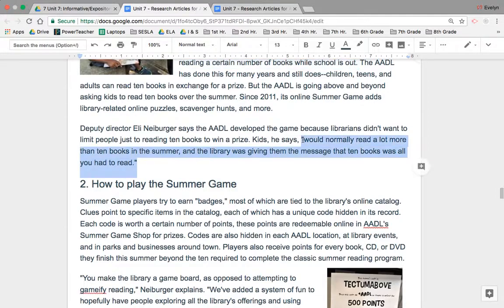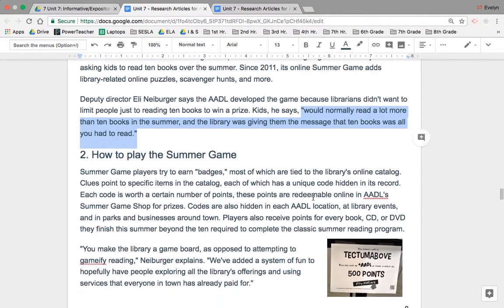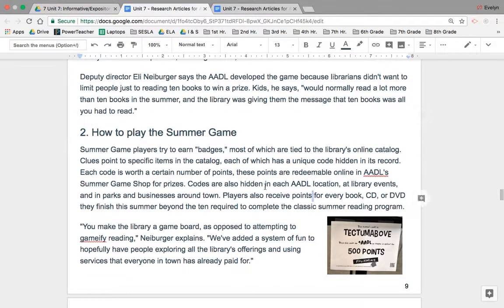This might be a quote that you would want to include in your brochure. If it is, you could write that down here, that the director of the Ann Arbor District Library said that. If not, don't worry about it.